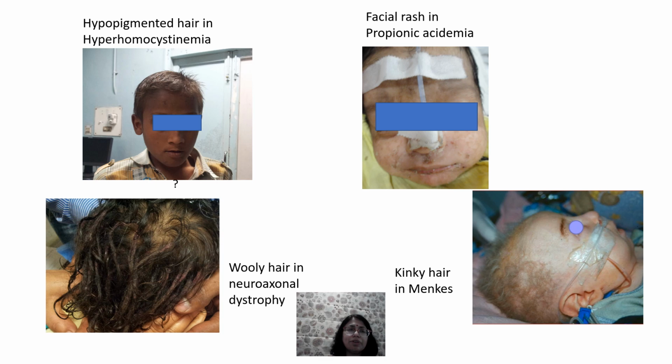Few of the findings that we can see in general physical examination include the hair, whether they are hyperpigmented as in the case of hyperhomocystinemia, or they are woolly as in the case of neuroaxonal dystrophy, or they are kinky as in the case of Menkes kinky hair disease. In fact, if we take a sample of these kinky hair and observe microscopically, they appear to have distortion called pili torti. Also, we can see some typical rashes like facial rash or perineal rash in the case of organic acidemias like propionic acidemia, and also similar rash is seen in the cases of biotinidase deficiency.